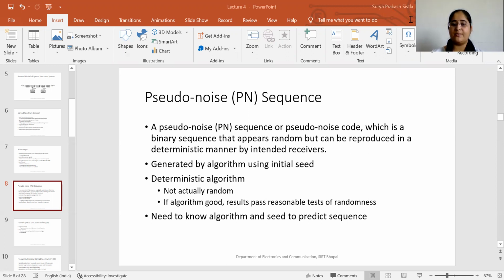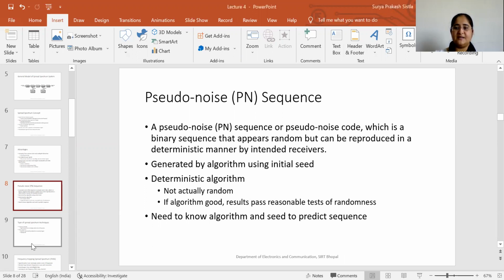These generated sequences are not actually random, but if we have a good algorithm to generate them, then they pass all the tests of randomness. And we need to know these algorithms to predict the sequence at the receiver side.